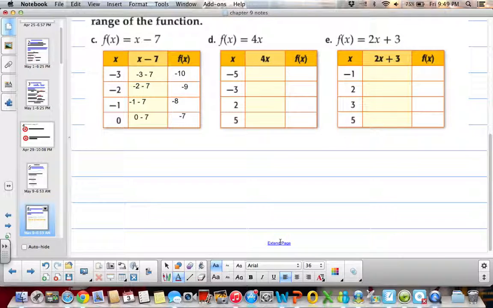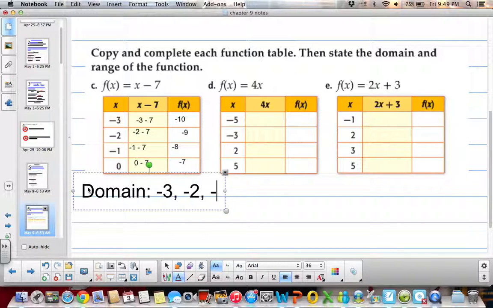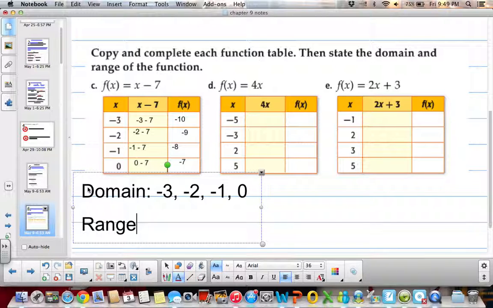Okay, then it says state the domain and range of the function. The domain would be negative 3, negative 2, negative 1, and 0. The range would be negative 10, negative 9, negative 8, negative 7. These are the numbers going into the function, and these are the numbers coming out of the function. You can think of it kind of as a machine. You put a number in, and you get a different answer that comes out. One number in, one number out.